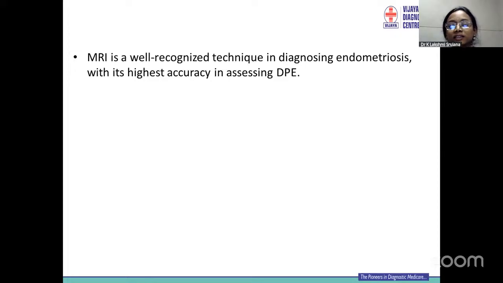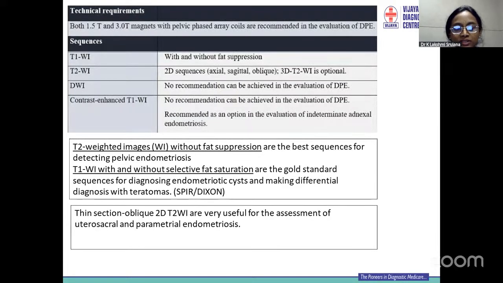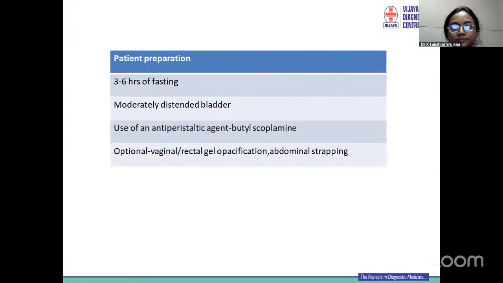MRI is a well-recognized technique in diagnosing endometriosis with highest accuracy for DPE. The sequences which we use are T1 and T2 weighted sequences. Diffusion and contrast are used wherever necessary. T2 weighted sequence without fat suppression is the best technique for detecting pelvic endometriosis, and T1 with and without fat sat are used for detecting endometriotic cysts and differentiating them from teratomas which contain fat. Thin oblique T2 weighted sequences are used for assessment of uterosacral and parametrial endometriosis.